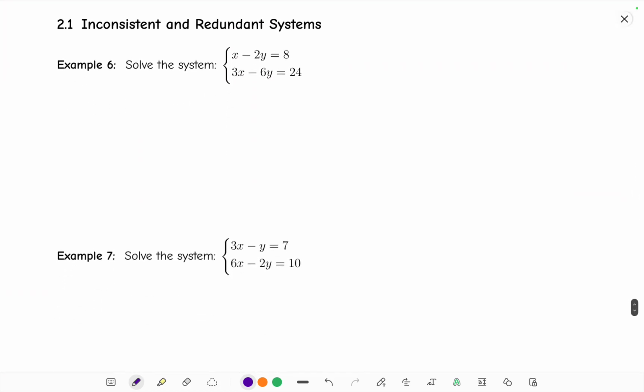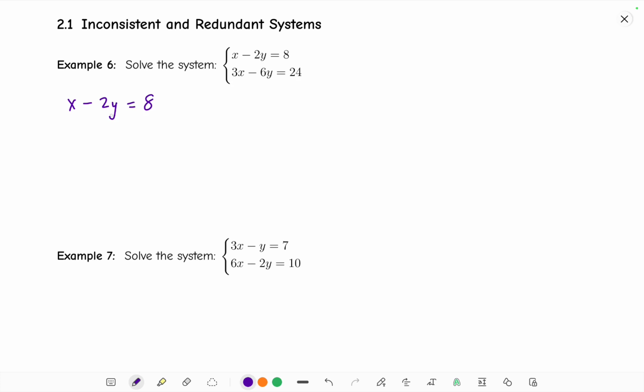Example 6. Solve the following system. So we're going to solve example 6 and 7 by substitution. For example 6, I'm going to start off with the first equation again. So we get x minus 2y equals 8. This time though, I'm going to solve for x.